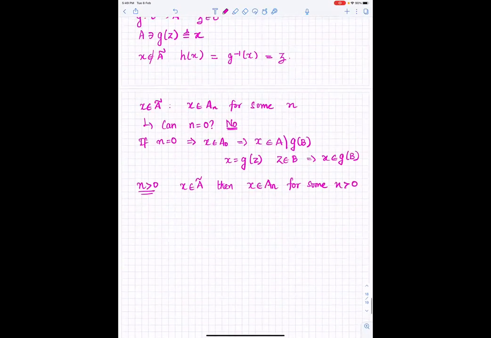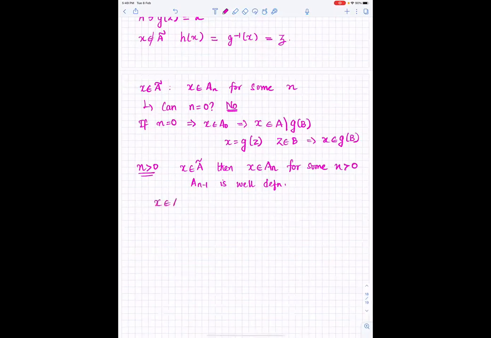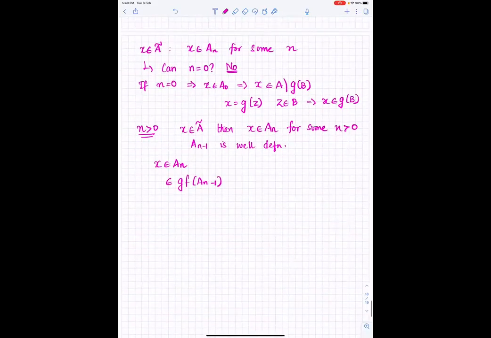So now it is valid to define and look at the set AN minus 1. Okay? So AN minus 1 is valid. So we know that X is in AN. This means that from the definition, it is in G of F of AN minus 1. This works because N is definitely not equal to 0. Right? So what does this mean? This means that it is G of F of X prime for some X prime in AN minus 1.